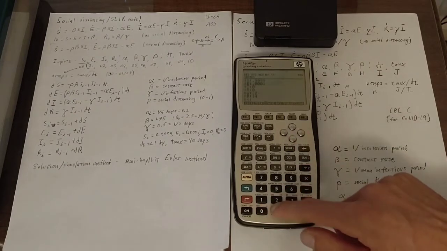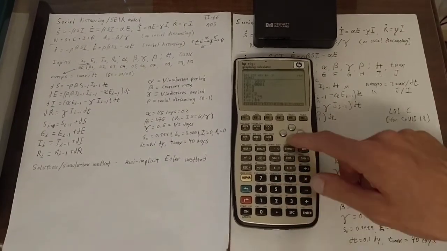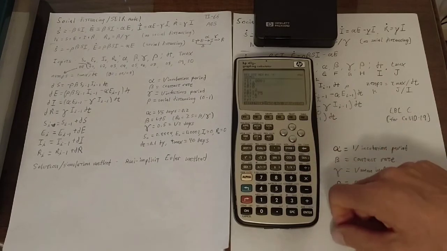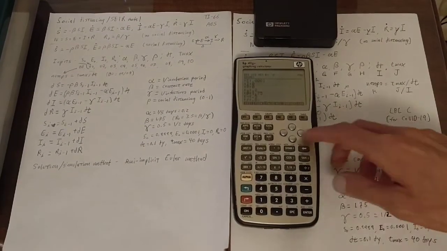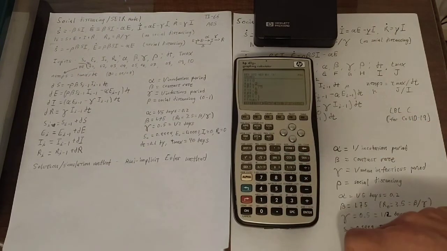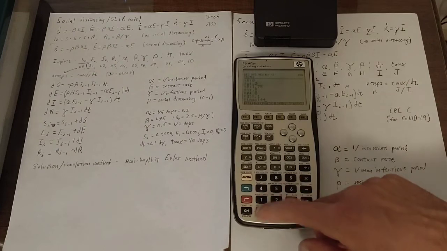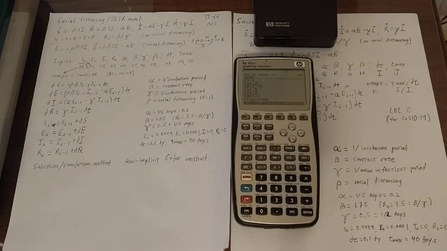0.2, 1.75, 0.5, and now 0.8 for rho like I did in my previous videos. 0.1 days for DT, and for Tmax I'll again do 40 days, press enter and let this run. And in a couple more minutes I'll have the result again. I'll print that result and compare the old and new simulations.